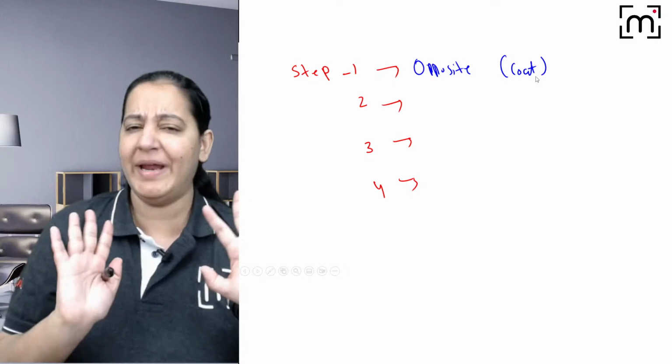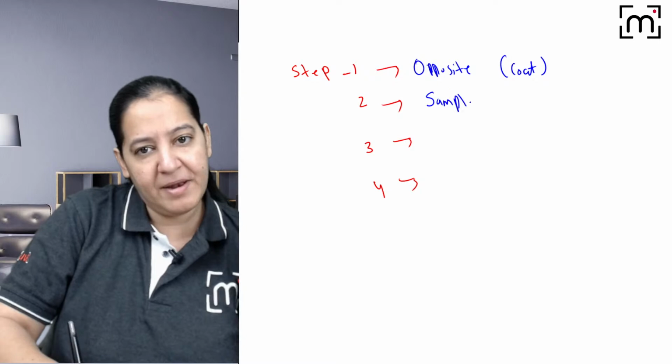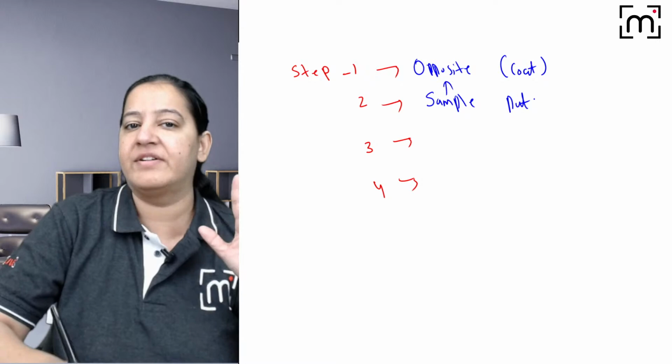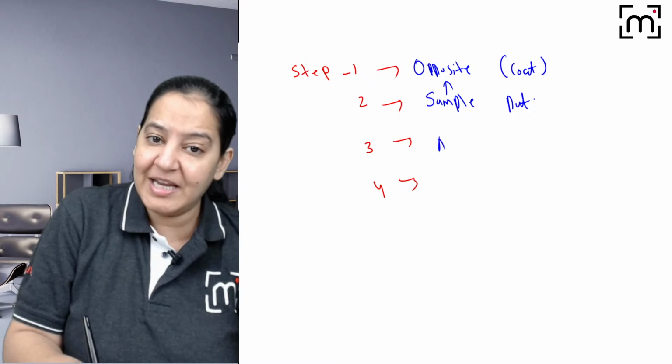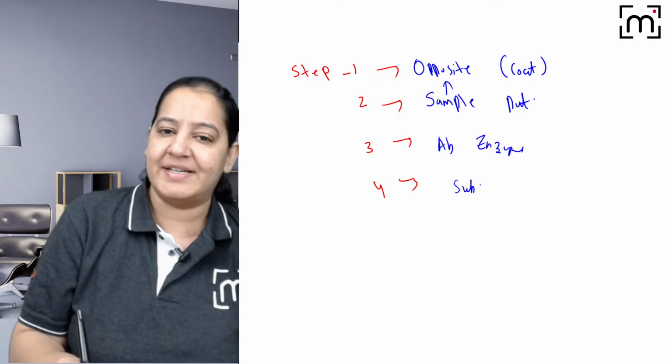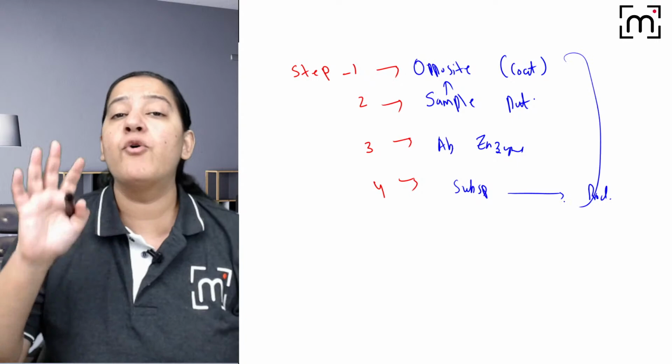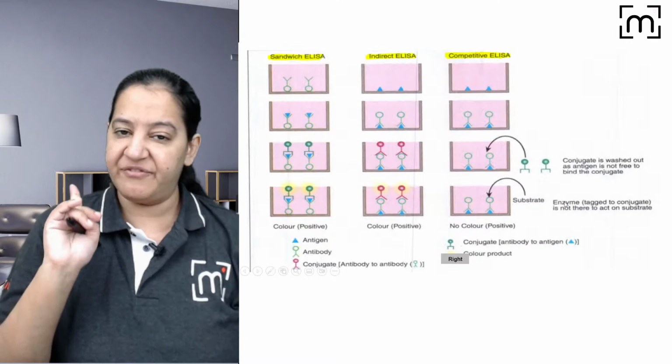In the second step, you add the sample of the patient. The patient sample either contains antigen or antibody that will react with the coating if it is positive, right? In step number three, you put antibody coated with enzyme, an enzyme-linked antibody. And in the last step, you always add substrate. The substrate will convert into product, and a color change will be there. So these are the four standard steps. I know you all have confusion, so let me start with the first ELISA. Your confusions will be cleared.